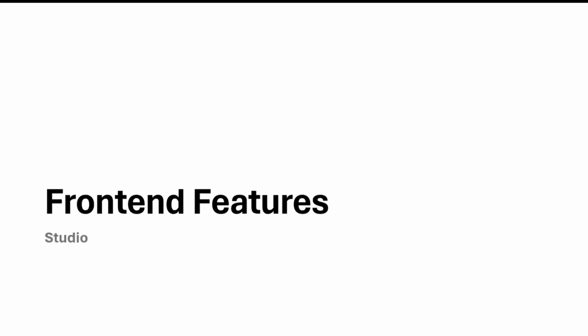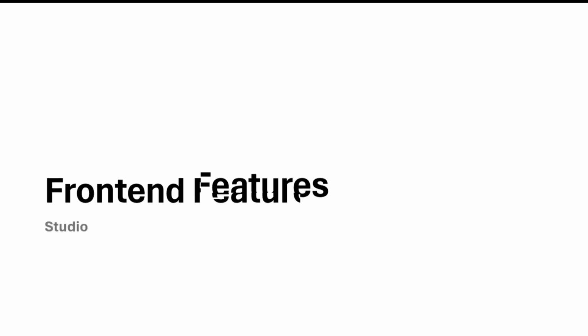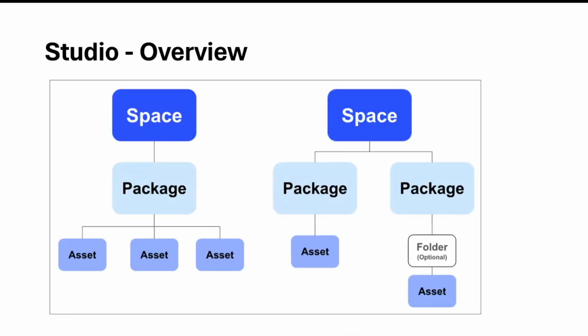Okay, let's talk about the front end features within Celonis. As multiple members of your team will have access to the studio, understanding the way the content is structured within this feature is important. To help you organize and manage the content you create in studio, you have spaces. Within the space, there is a package, and within the package, you can have assets. You can organize all those assets in a folder too, and that's why I showed you folder here. This diagram shows the relationship between spaces, packages, and assets.